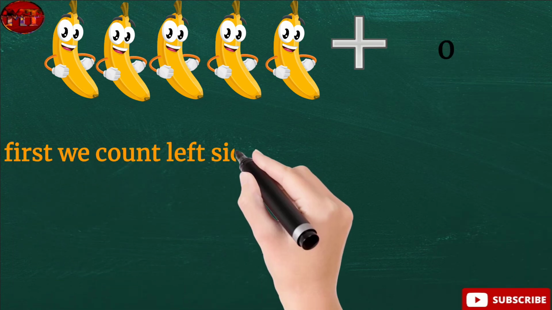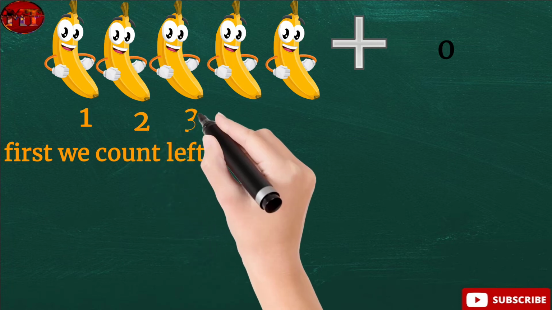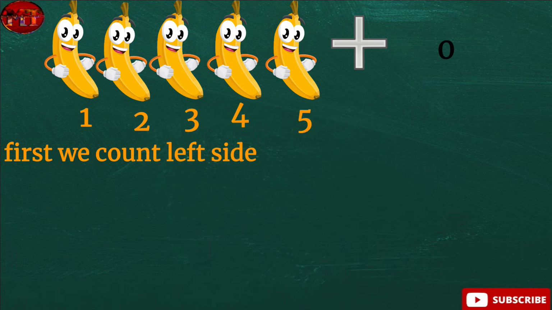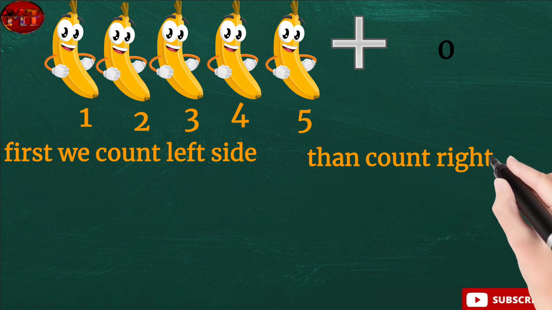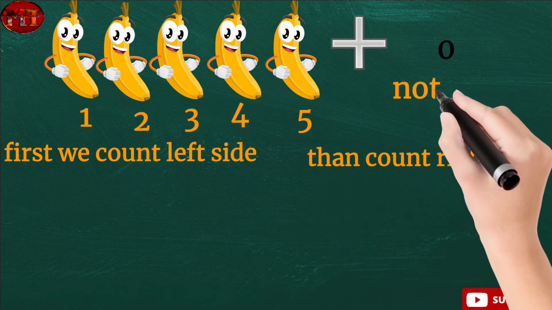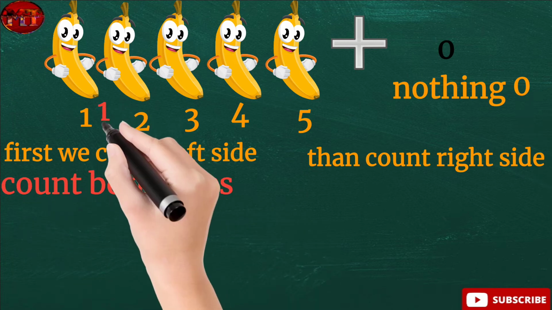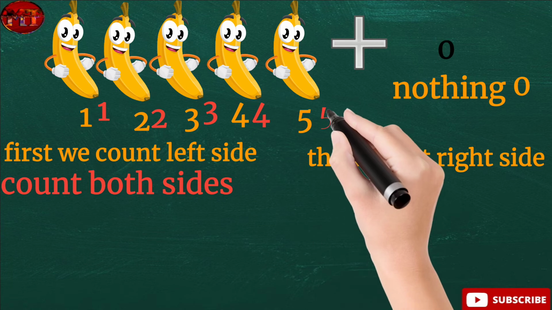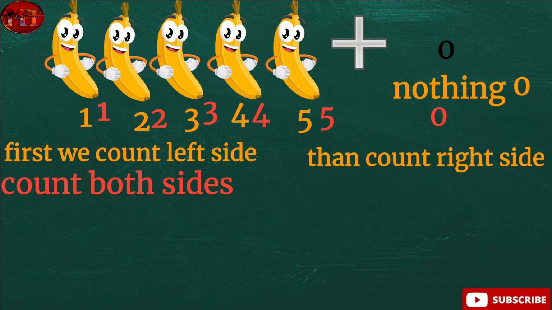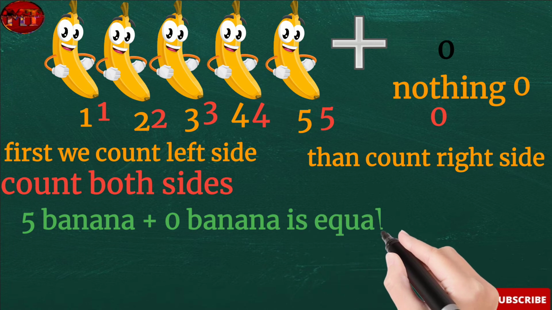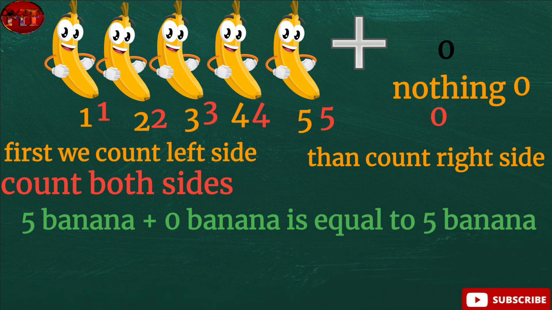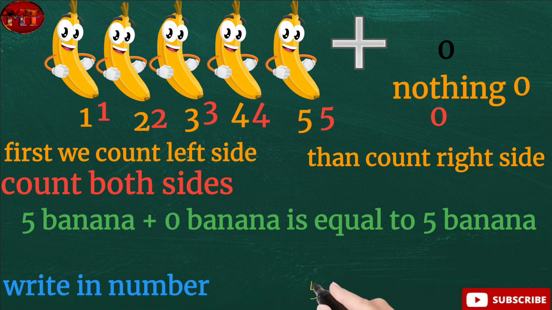First we count left side: 1, 2, 3, 4, 5. Then count right side: 0. 0 means nothing, so we write 0. Counting both side: 1, 2, 3, 4, 5, 0. So 5 banana plus 0 banana is equal to 5 banana. Write in number 5 plus 0 equal to 5.